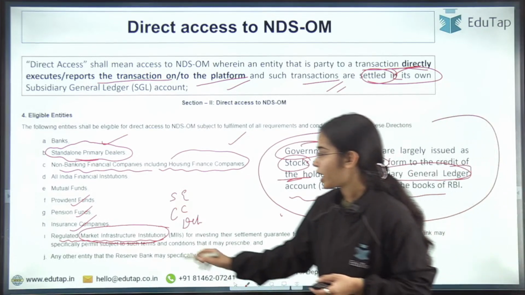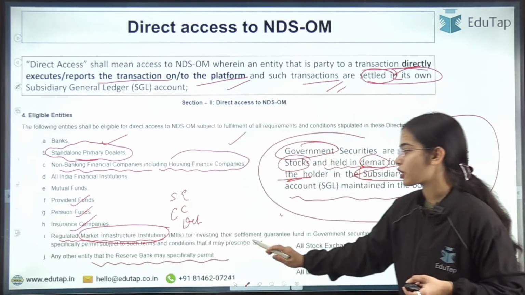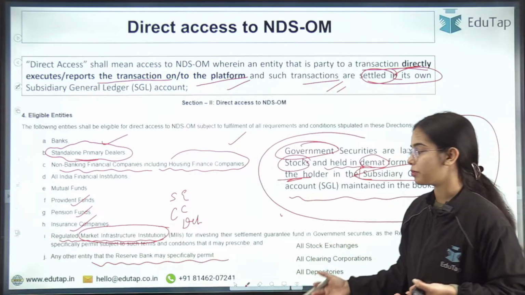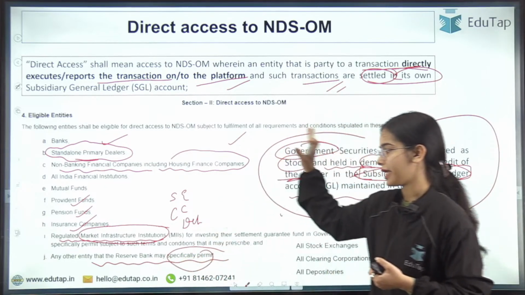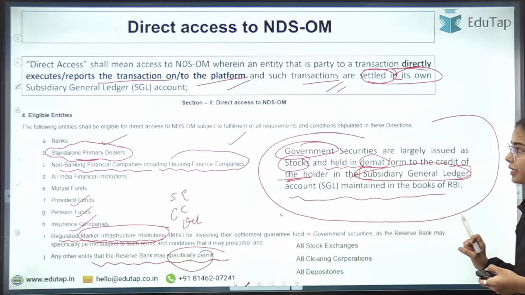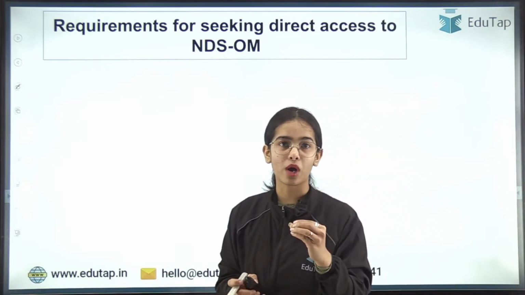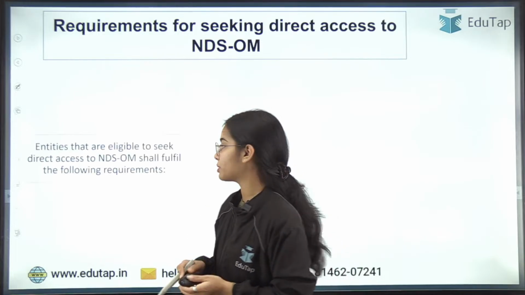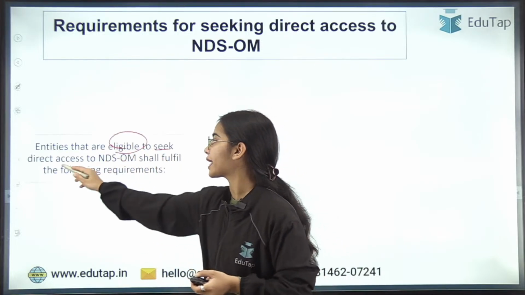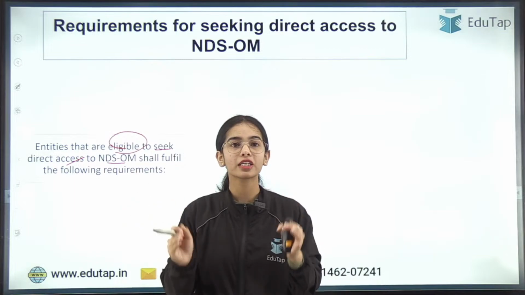So this is the idea. Any other entity that the Reserve Bank of India may specifically permit can also have direct access. So this is the basic idea. Now if you need to have direct access, what do you require? So entities that are eligible to seek direct access to NDS-OM, what will they require?